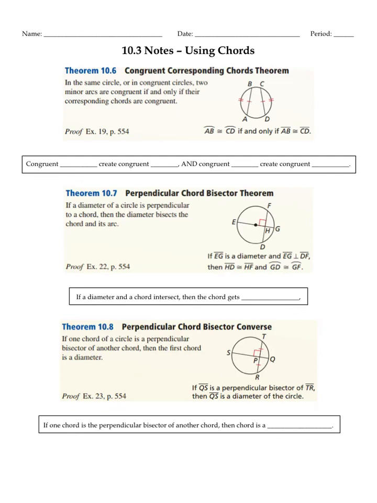Okay guys, so welcome back. Today we are going to be looking at using chords. So there are a few theorems that we have to go over before we can solve these.